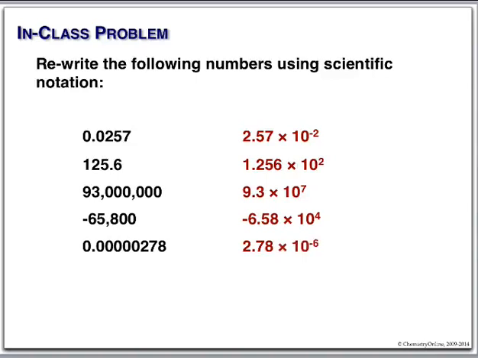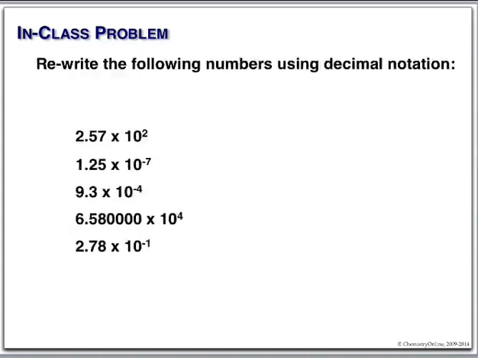Well, like I said, this is like breathing. You need to be able to breathe in and breathe out. So let's do it backwards. Take these and write them into decimal format. Times 10 squared. Think about it this way. 10 squared is 100, isn't it? 2.57 times 100 is 257. I can do that.